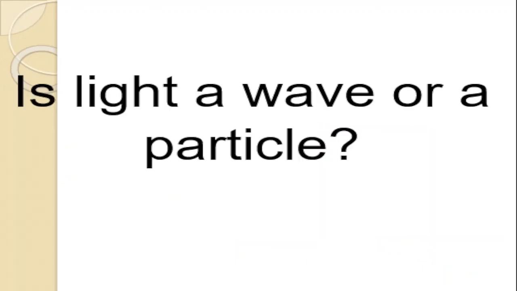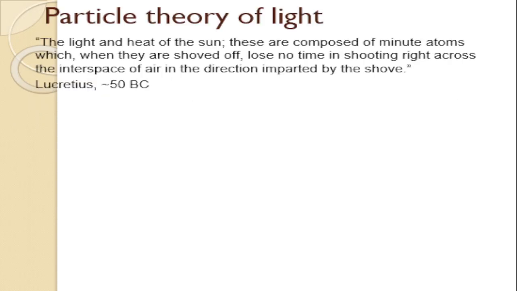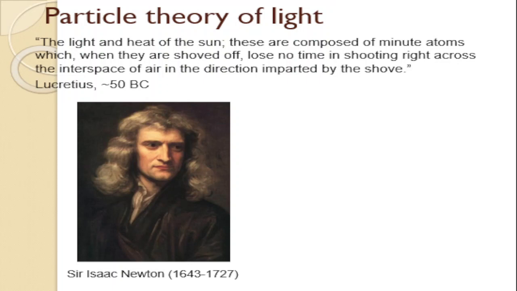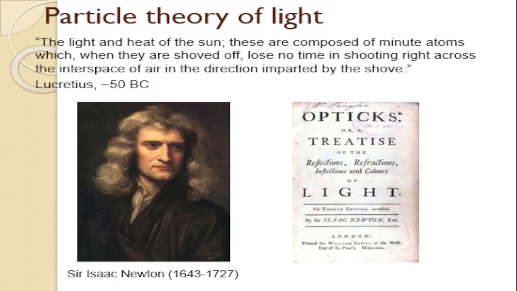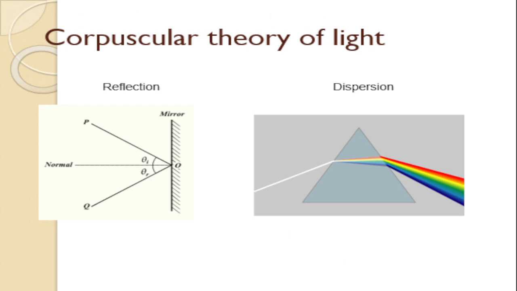And then, the big question: is light a wave or a particle? Based on the particle theory of light by Sir Isaac Newton, he says that light is a particle. It is because he made the corpuscular theory of light. From this, there are two properties of light that can be explained. The first one is reflection and dispersion. So this doesn't happen when light is a wave. Sabi niya, ang light daw dito ay particle.